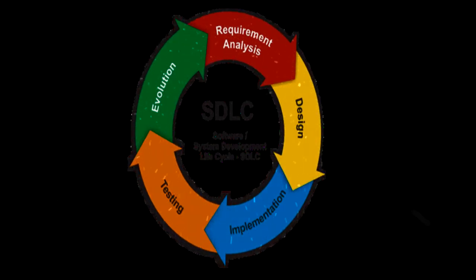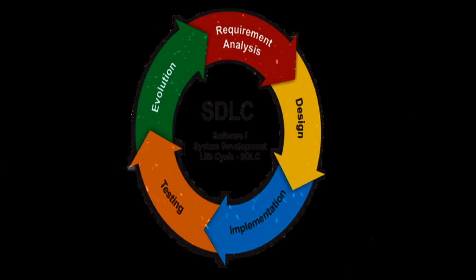The outcome of the technical feasibility study is to define the various technical approaches that can be followed to implement the project successfully with minimum risks. Stage 2, Defining Requirements. Once the requirement analysis is done, the next step is to clearly define and document the product requirements and get them approved from the customer or the market analysts. This is done through an SRS, Software Requirement Specification, document which consists of all the product requirements to be designed and developed during the project life cycle.